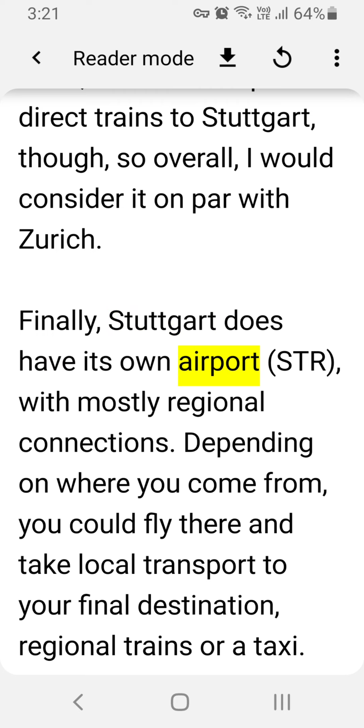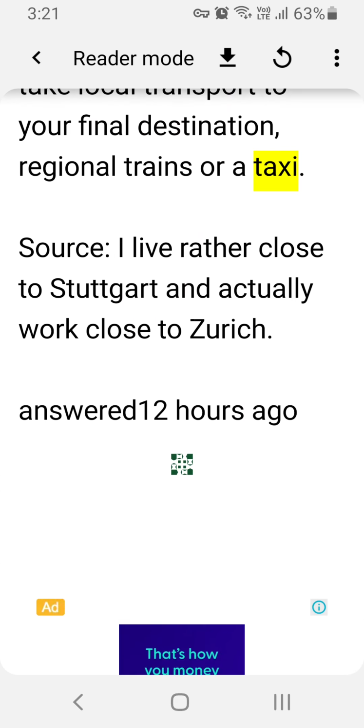Finally, Stuttgart does have its own airport STR, with mostly regional connections. Depending on where you come from, you could fly there and take local transport to your final destination, regional trains or a taxi. Source, I live rather close to Stuttgart and actually work close to Zurich. Answered 12 hours ago.